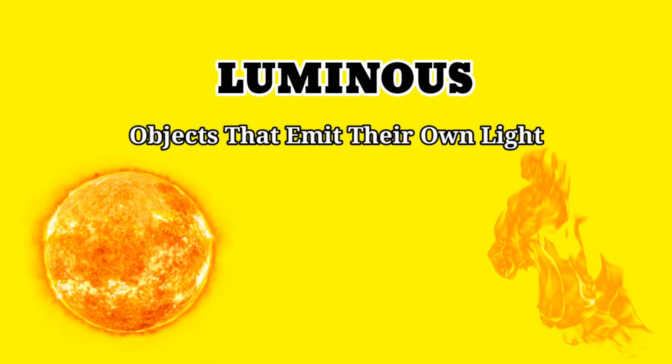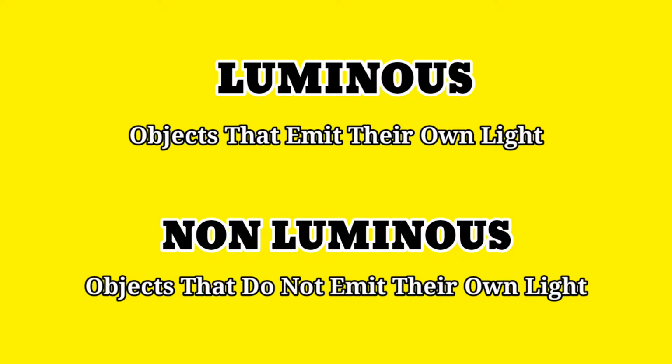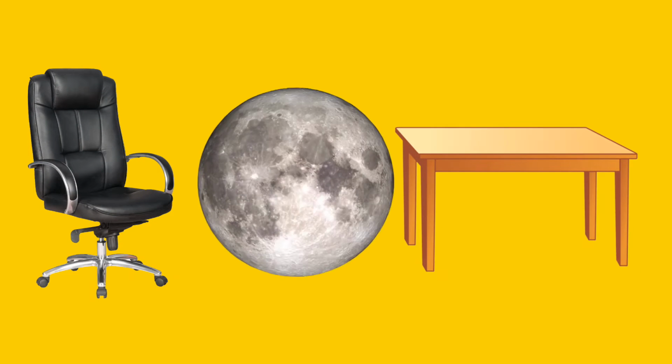Objects that emit their own light are said to be luminous. For example, sun, fire, tube lights, etc. Whereas objects that do not emit their own light are said to be non-luminous. For example, chair, table, moon, etc.